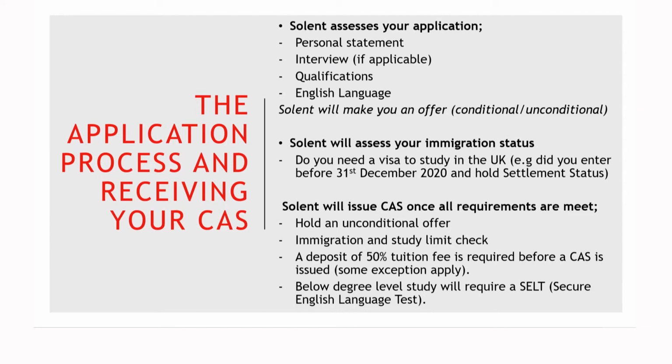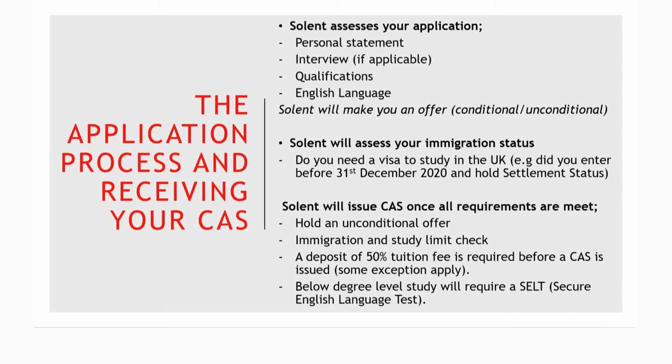So I mentioned on the last slide you would need a CAS to apply for your visa, and the university will issue you with a CAS as soon as you hold an unconditional offer, you have passed an immigration and study limit check, and that's not really anything to be concerned about at the moment because it won't really affect EU nationals, and you've paid a deposit of 50% towards your tuition fees as well. And there are some exceptions to that.